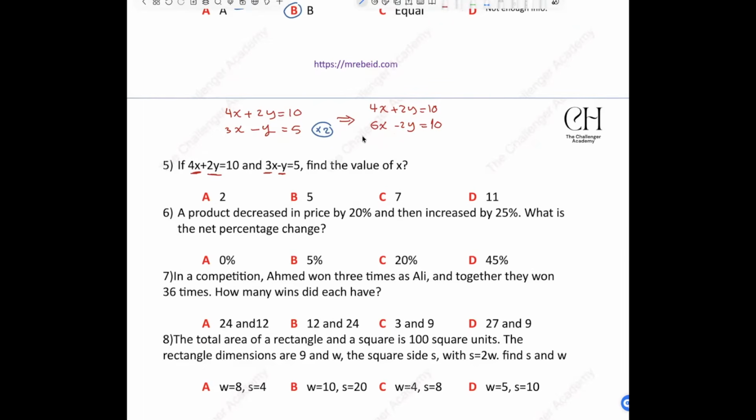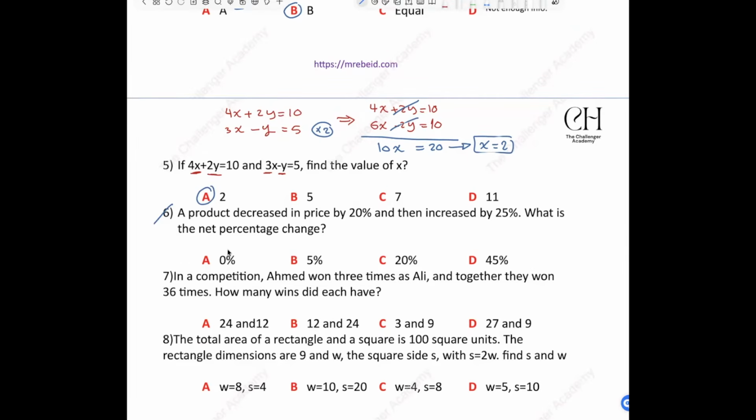So we'll add both equations. 4x plus 6x will be 10x, and you'll eliminate 2y with negative 2y. 10 plus 10 equals 20, then divide both sides by 10, which means x equals 2. So the answer is 2.